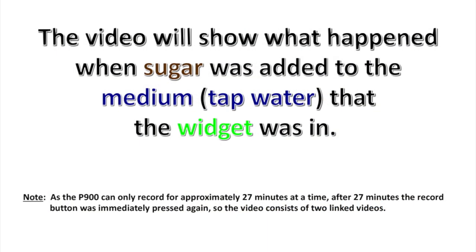The video will show what happened when sugar was added to the medium, tap water, that the widget was in. Note, as the P900 can only record for approximately 27 minutes at a time, after 27 minutes the record button was immediately pressed again, so the video consists of 2 linked videos.